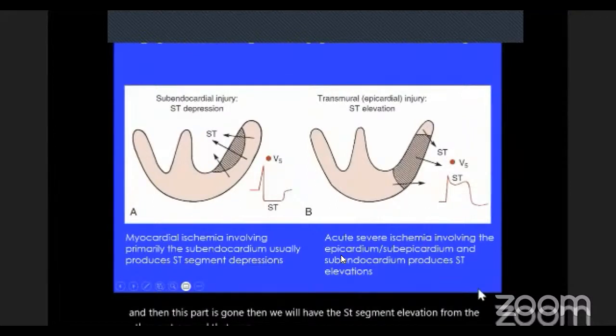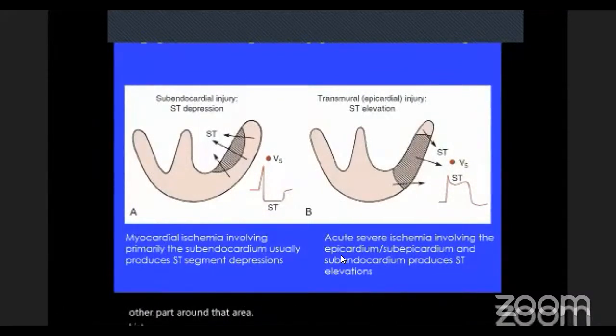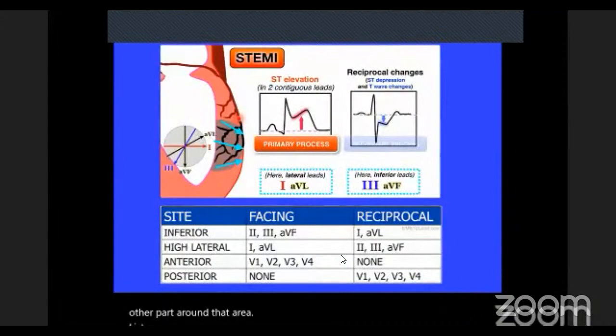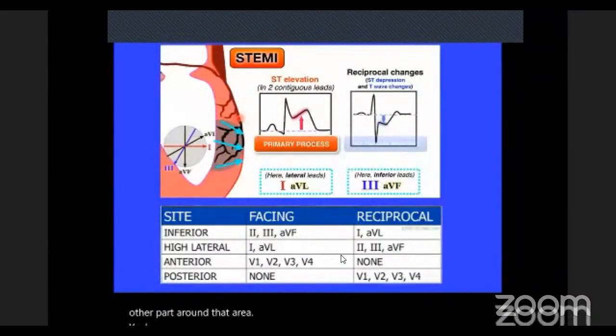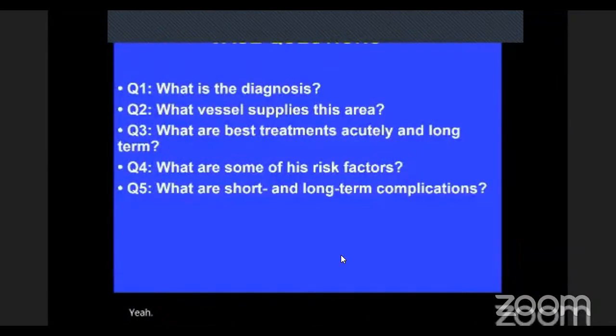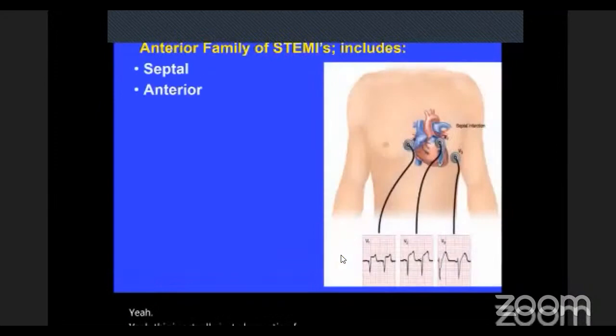Okay, thank you. The other question: you said in V2, V3, the criteria for ST segment elevation, maybe we normally have some degree of ST elevation, so why is it different from young male to older male and female?